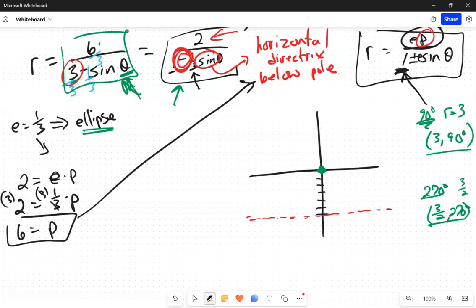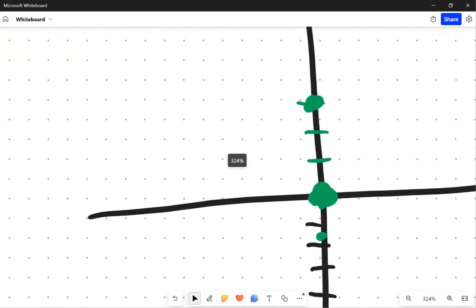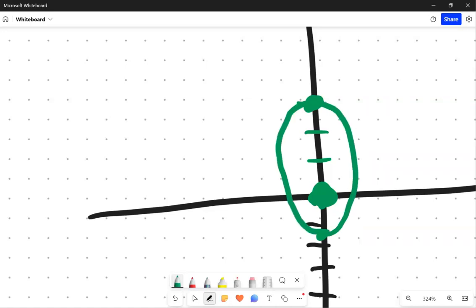I'm going to do the first one, 3 in the 90-degree direction. Here's the 90-degree direction, and I go up 3 units: 1, 2, 3. There is my first vertex. The other one is 3 halves at 270. So 270 is in this direction, and I go down 3 halves. Let me zoom this in a little bit. 3 halves is 1.5. Okay, so this is a focus, this is a vertex. Then I'm looking at something like that as my actual ellipse.